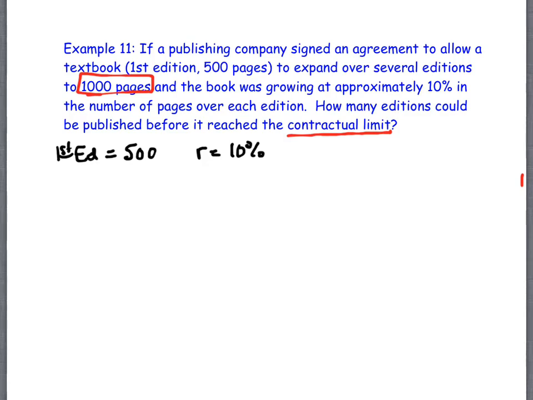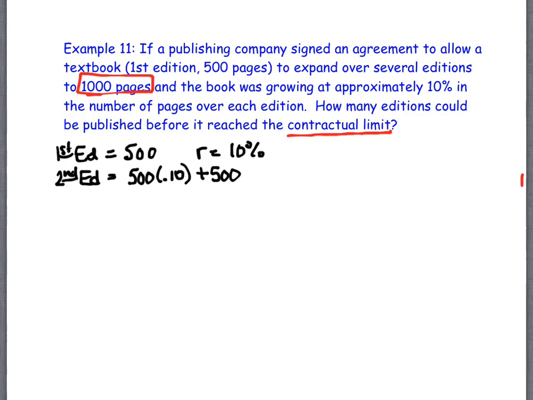So let's just think what that means in terms of the second edition and process through that if we wanted to, we could continue this process indefinitely. What in the world would I do to get my second edition? Yes, so your suggestion is to take 500, multiply it by 10%, which is the same as the decimal 0.10, and add that to the 500 that I started with. Does that sound right? Okay. Yes, we can do that.